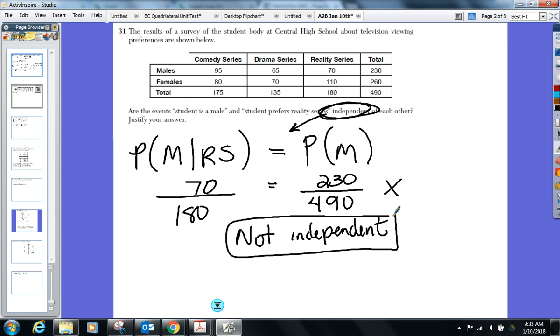That still works, yep. If you found in the answer booklet, you do probability of male, probability of reality series, and then see when you multiply them, is it equal to probability of male and reality? Yeah, that's another way to do it. Instead of trying to show you guys two ways, I'd rather focus on one, so you don't get confused. But yes, Mark, you can do that.